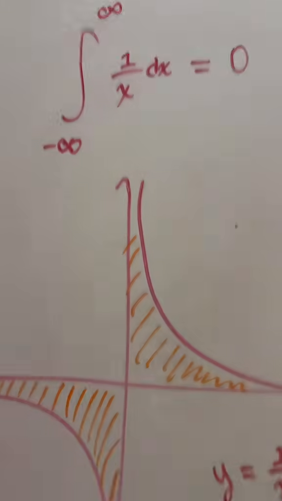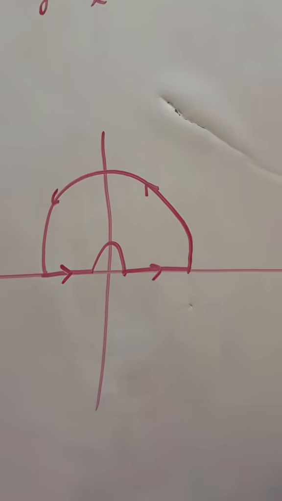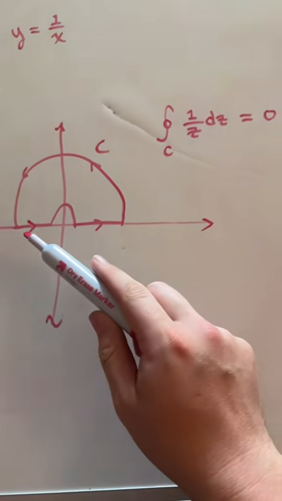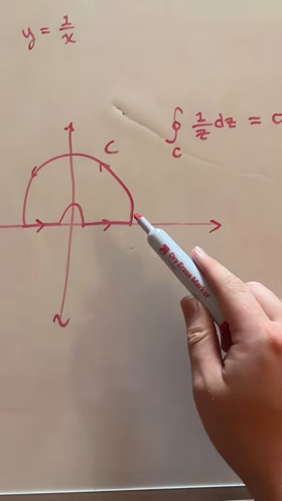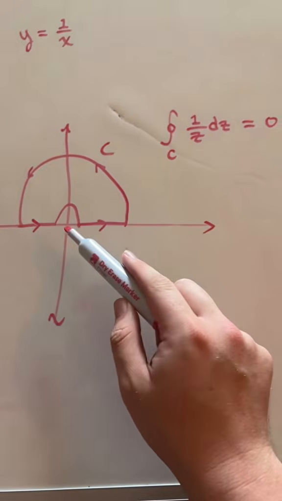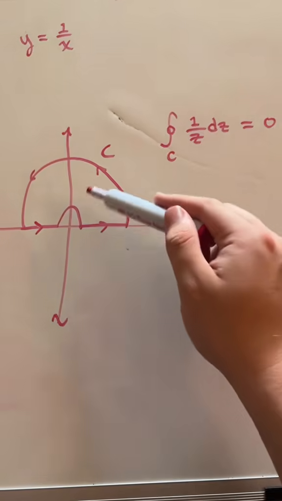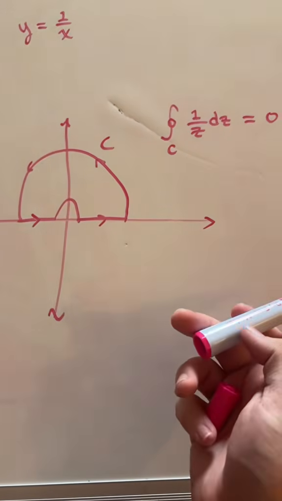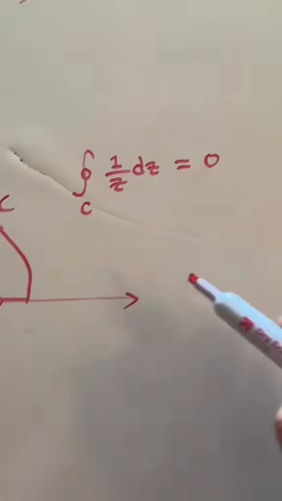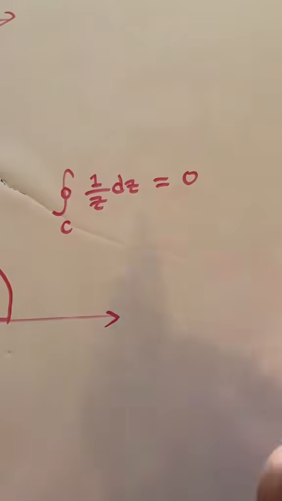But what if we tried a contour integral in the complex plane? If we make a nice little contour that jumps over 0 and then circles around in the top half of the complex plane to get back where we started, 1 over z is analytic everywhere inside the area bounded by this contour. So by Cauchy's integral theorem, the integral of 1 over z over this contour will equal 0.